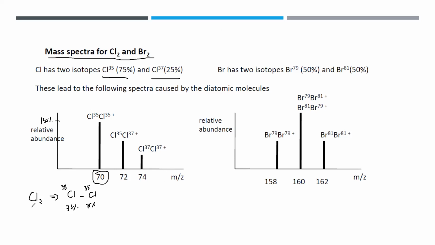Then in a chlorine molecule, if one of them is 35 and the other one is 37, you will get a peak at 72. One of them has a percentage of 75, the other is 25, so 75 plus 25, and the second peak you will obtain at 100.